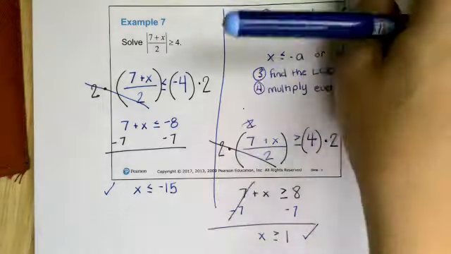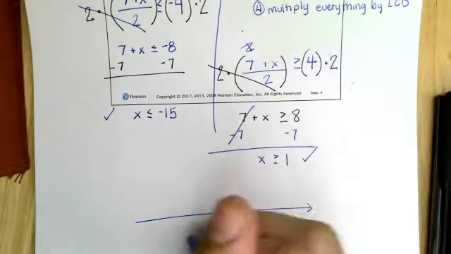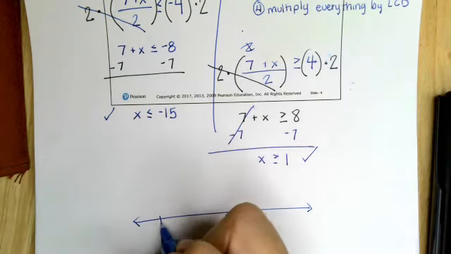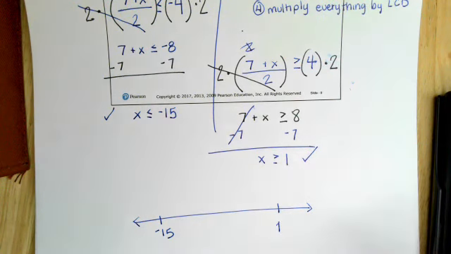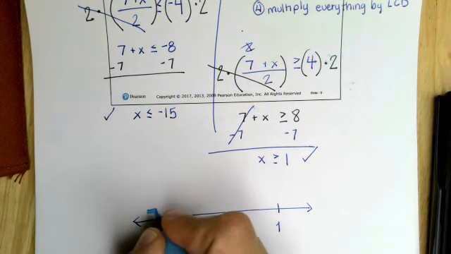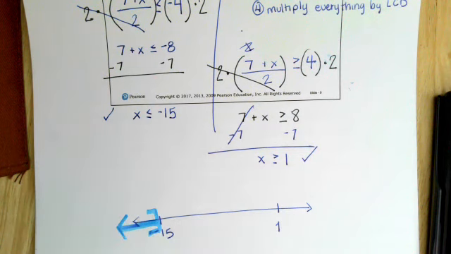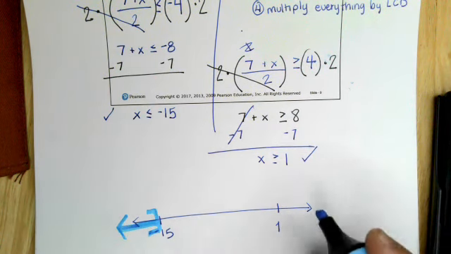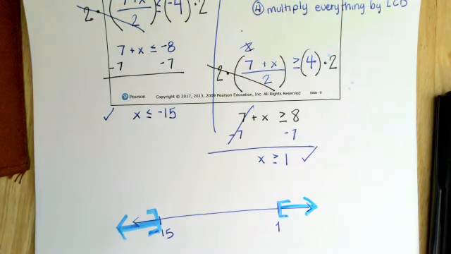All right, let's graph these and you will be done. Here's my line. Here's -15. Here's 1. All right, x is less than or equal to -15. The bracket, because it contains -15. And then x is greater than or equal to 1. The bracket, because it contains 1, and it goes that way.